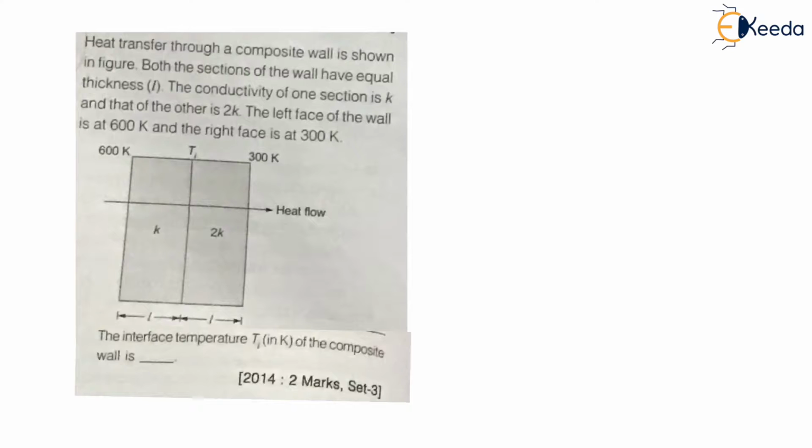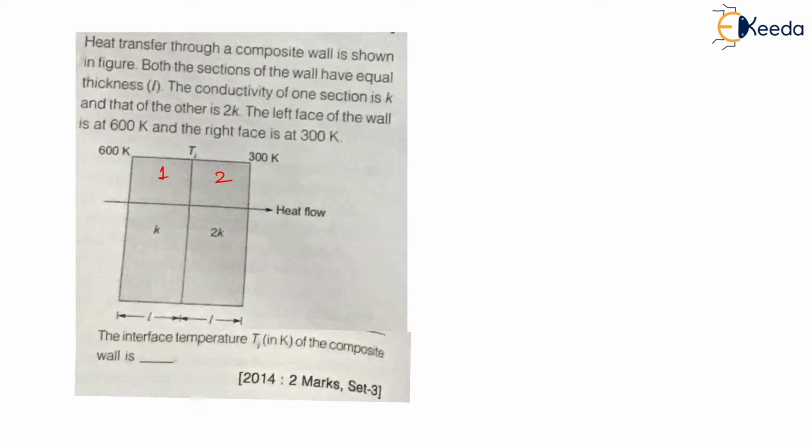So let us understand the question. A heat transfer through a composite wall is shown in the figure. Here the composite wall is given and in the x direction there is a heat flow. Both the sections of the wall have equal thickness L. Let us say this is the first wall, this is the second wall, and for both walls the thickness is L. The conductivity of one section is K and that of the other is 2K.